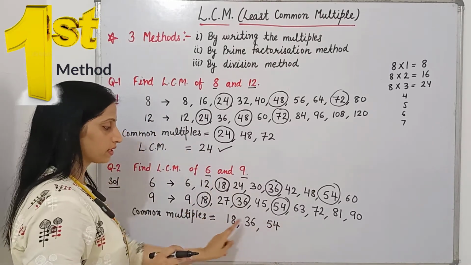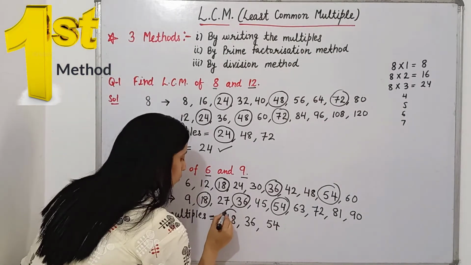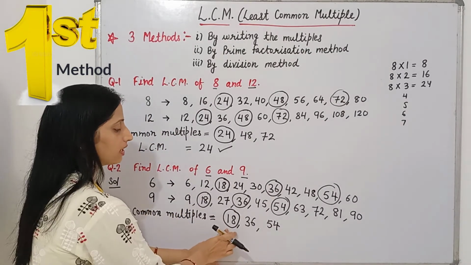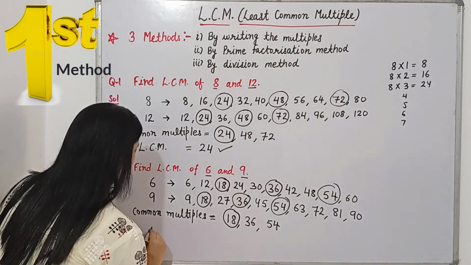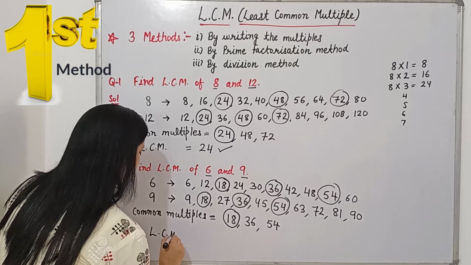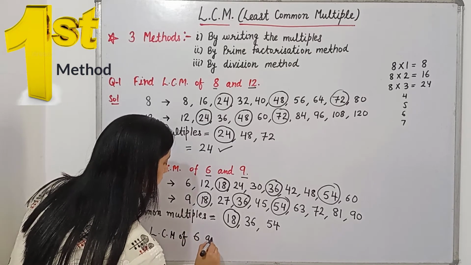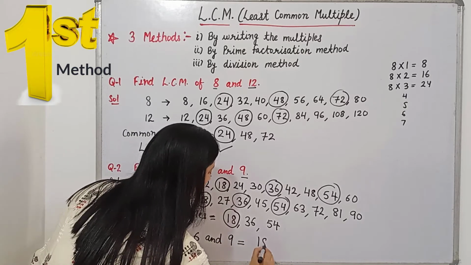Now the lowest of these common multiples is, what is the lowest multiple here? It is 18. It is the smallest one among these three. So the LCM of 6 and 9 will be 18.